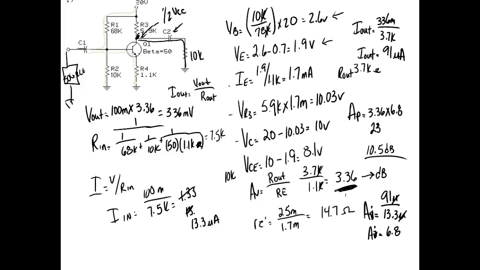So what we know, and the problem we have with a common emitter amplifier, is you get more than one gain. Does that make sense? So you have to do it a little different. So we got a power gain of 23, we got a current gain of 6.8, and we got a voltage gain of 3.36.